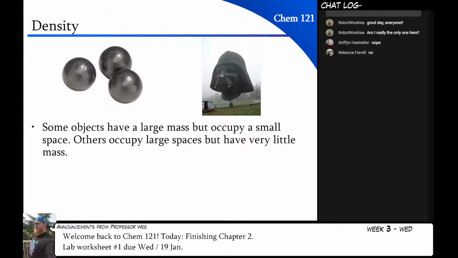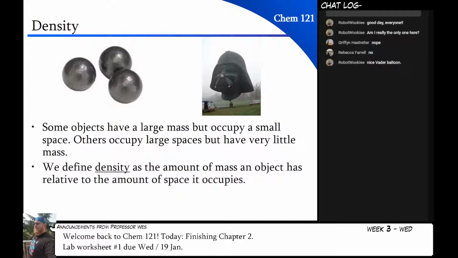I'm seeing people appear in the chat log, and my mind is going everywhere. The air inside the balloon, its density is so low relative to the air outside that it begins to rise up into the air. Yeah, it's the Darth Vader balloon. I don't know where I found this picture.